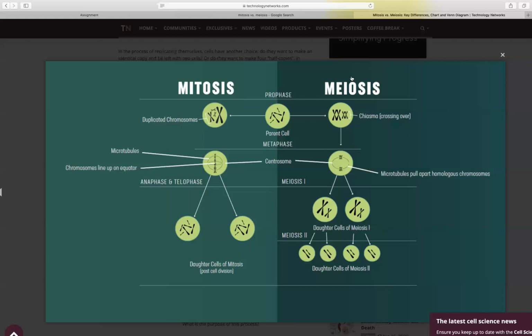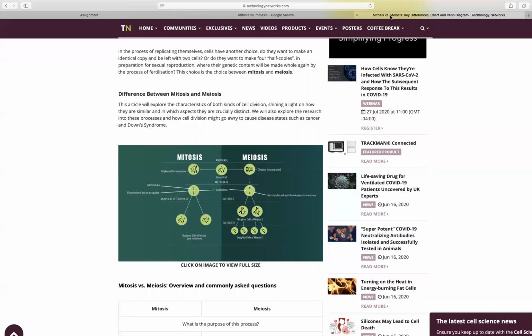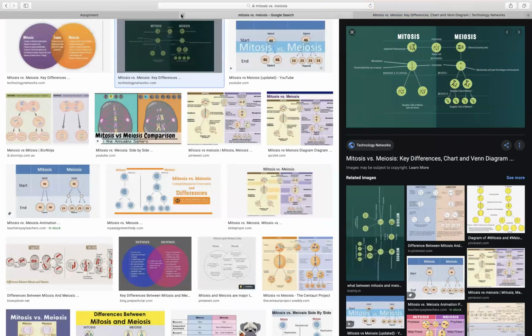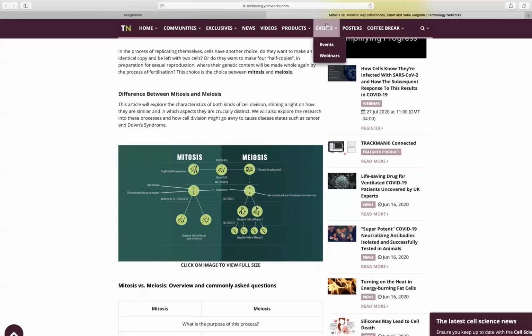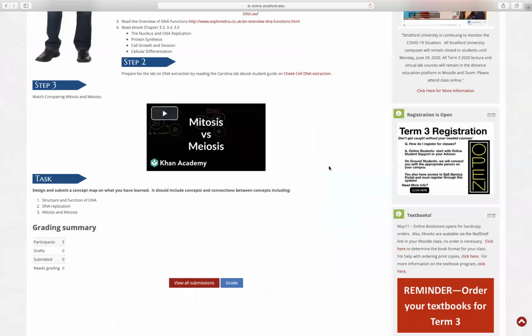So this is a nice chart. You could pause it or even just Google it and look at it. It's like the second or third one in the search. And also Khan Academy goes through something similar as well.